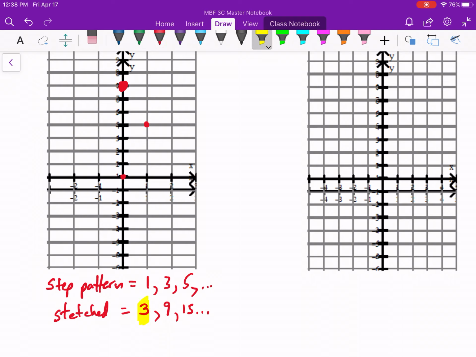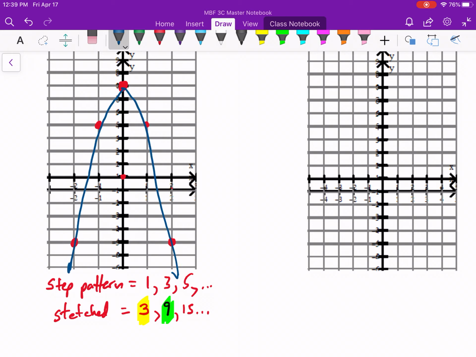What's my next step? Well, my next one is down by 9, right? So from that point I just made, I'll go over 1 and then down 9. 1, 2, 3, 4, 5, 6, 7, 8, 9. There's another one. And now I've run out of room. But again, it's symmetrical. I can put this point here, I can put another point over on the left side here, and I can draw my U shape through it. And that is what this one's going to look like.